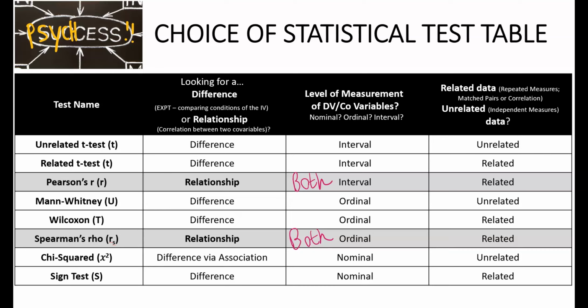So that's covered the 3 main decisions that you need to make when deciding on a choice of test for your AQA A Level Psychology papers.